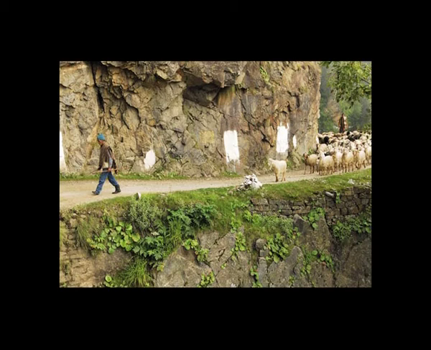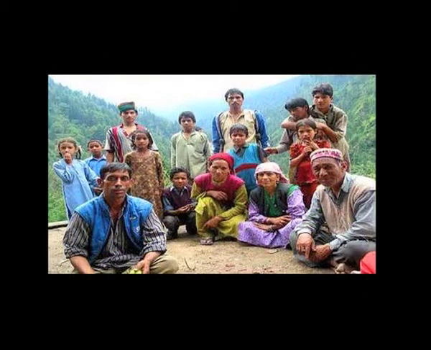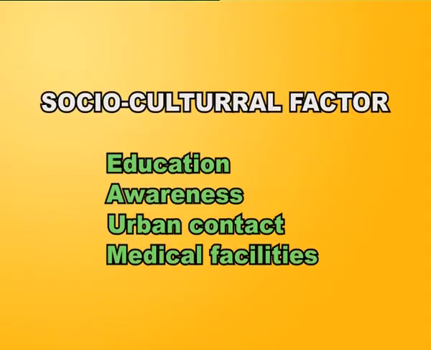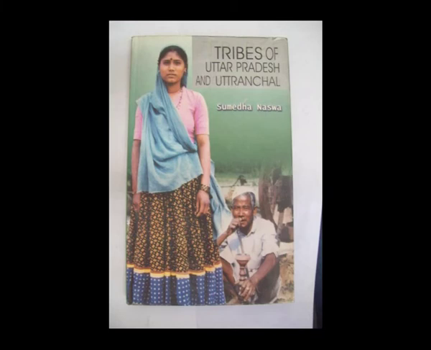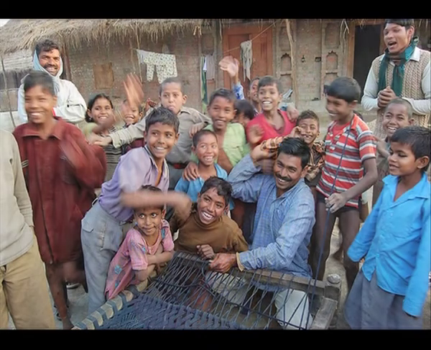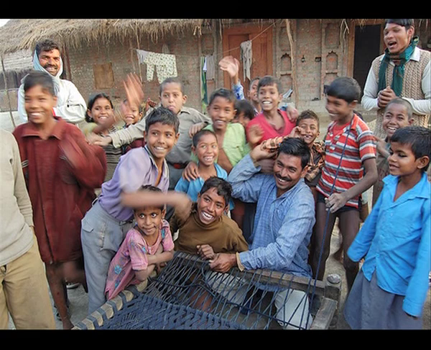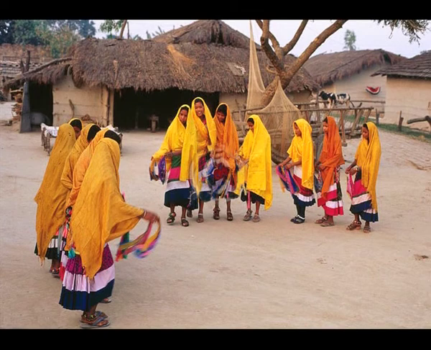The altitudinal differences in fertility have been explained in terms of socio-cultural factors such as education, awareness, urban contact and advancement in medical facilities, which were higher at low altitude. Saxena, in his study conducted among the Tharu and Buksa tribes of Uttar Pradesh, reported that the Tharu and Buksa couples displayed a high level of fertility, which was well reflected in achieving higher order births even at younger ages.